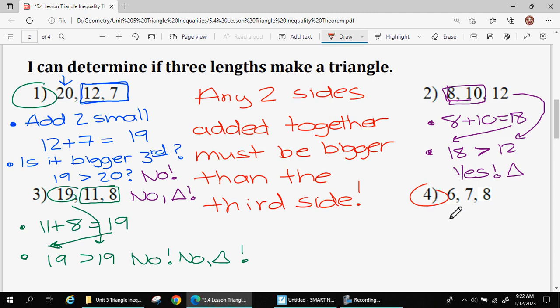So I want you to try this one. We'll call this you try number one. Decide if this thing can be a triangle. So your answer is just yes or no. Can we make a triangle out of these three sides? And then once you come back and press play, I'll have the answer.